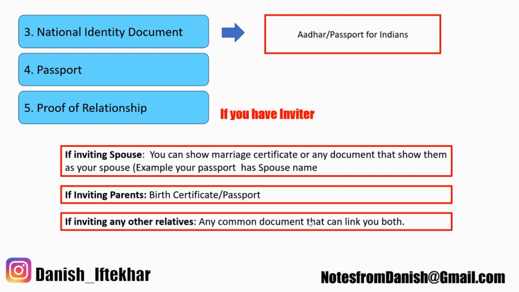And what if you are inviting any other relatives? I get a lot of messages. People message me saying, for example, I'm inviting my cousins, which document do I need to upload? So the answer is pretty simple. Any document that confirms that you have a link. So you can upload your parents' passport and your cousin's parents' passport. They will have the same parents, right? If you are inviting your cousin, this will establish a link between you two.